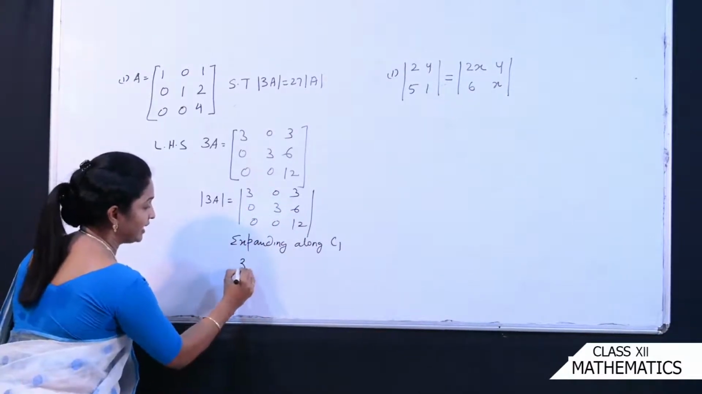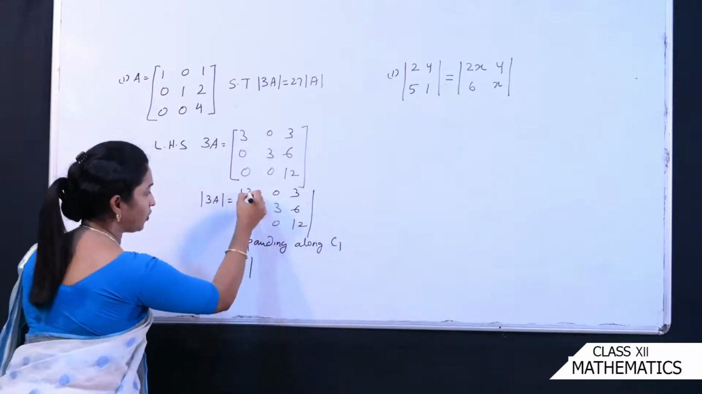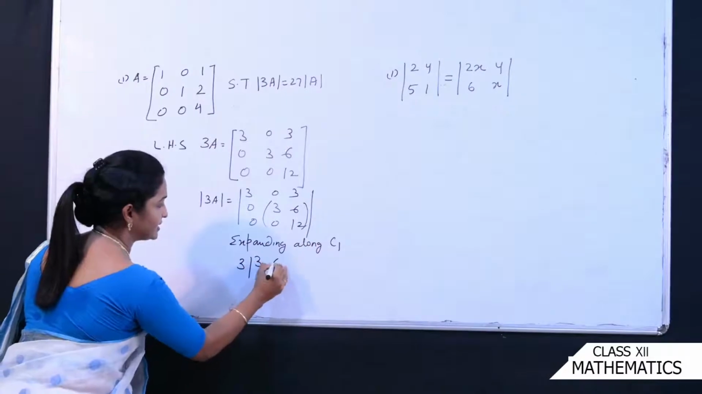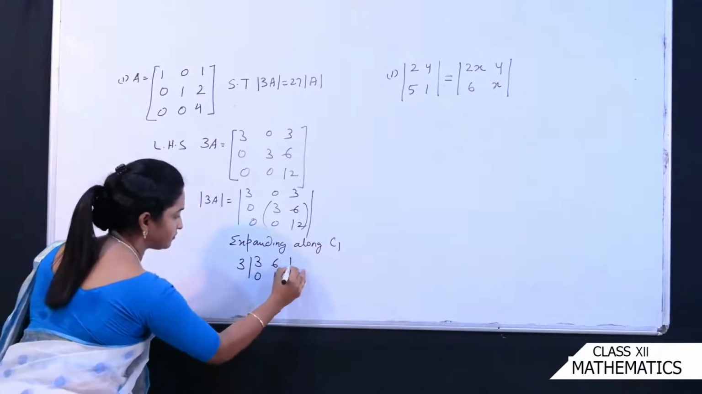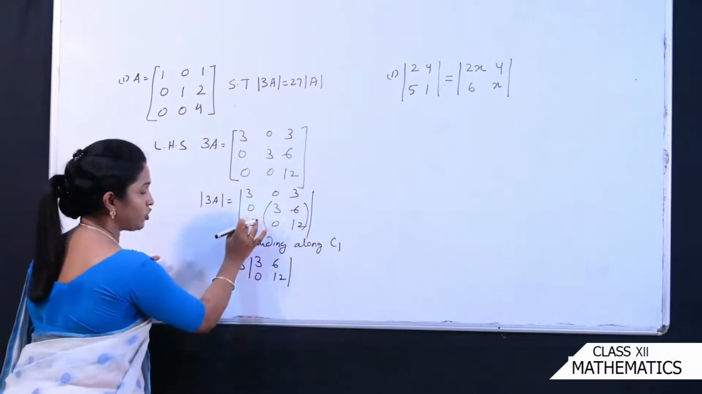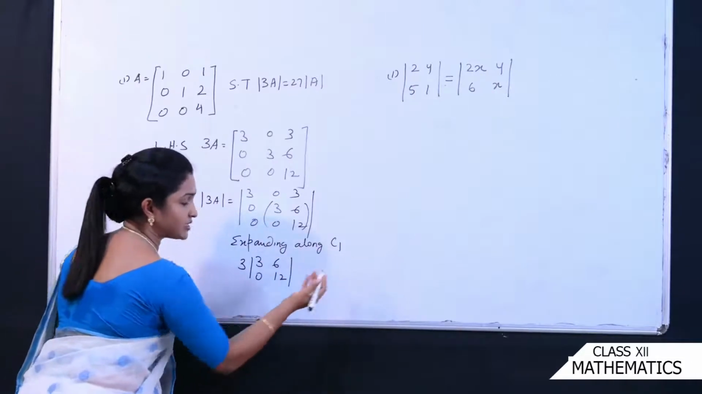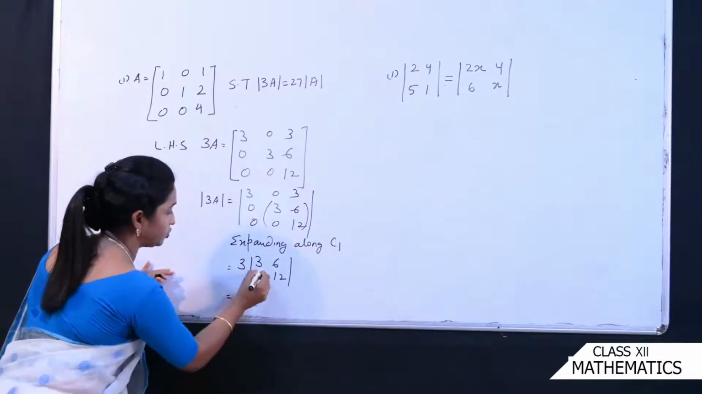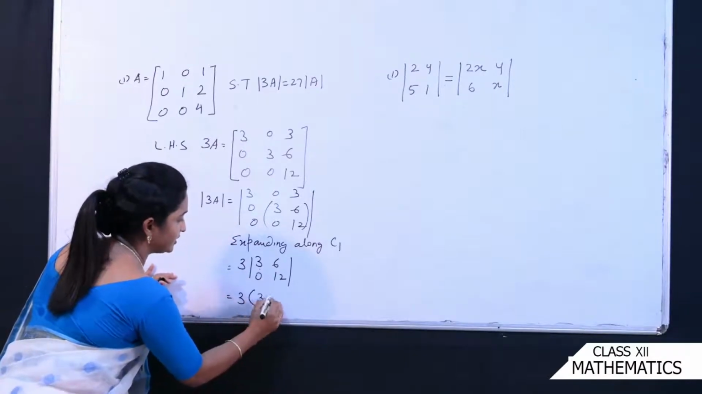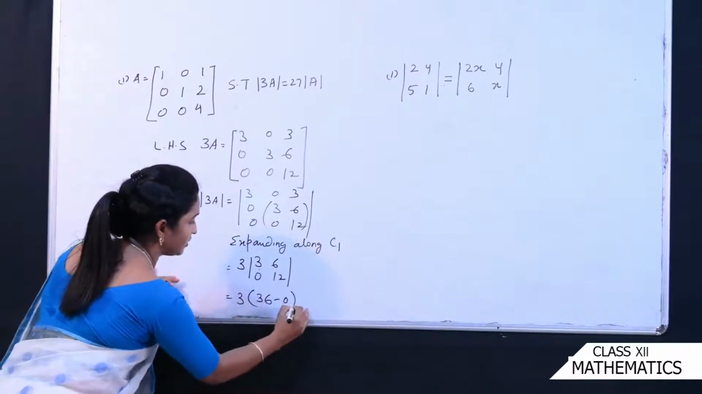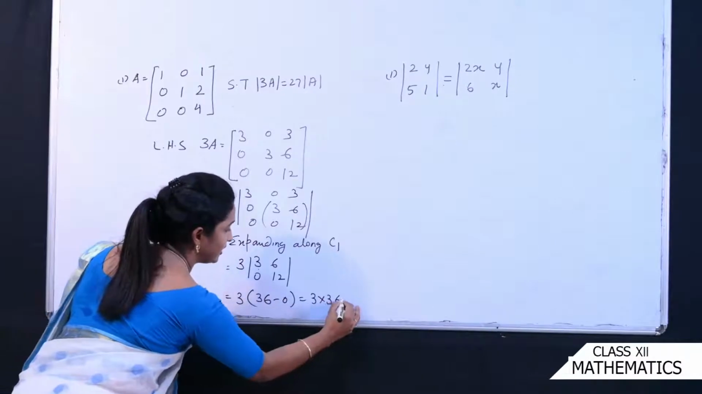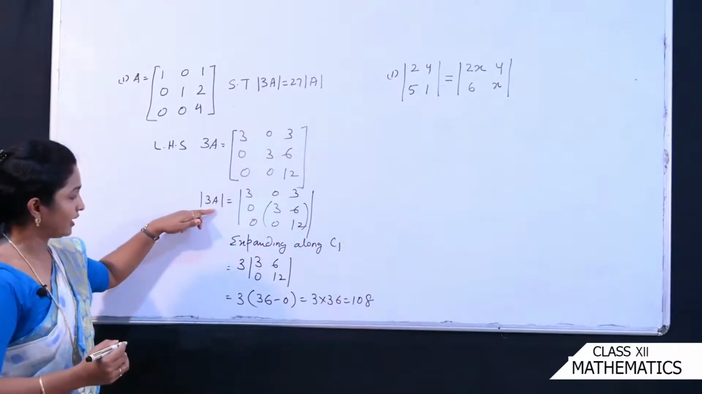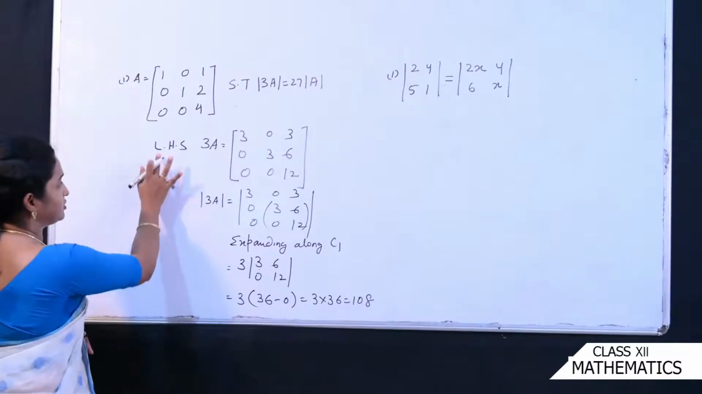That is 3 into, just delete the row and column in which that element lies. That means this part, that is 3 6 0 and 12. Then there is no need to make this zero, because all the other elements will be zero. So what will we get? 3 into 3 12s are 36 minus 0, and that is equal to 3 into 36, and that is equal to 108. Okay, clear? So you got the value of this, your LHS.